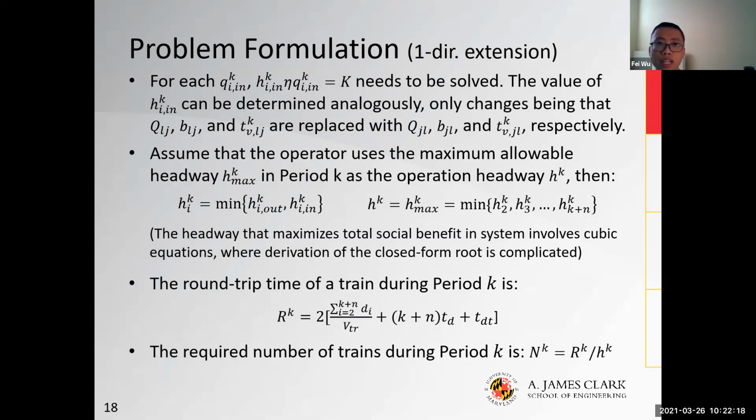So after solving each maximum allowable headway for the passenger flow through one direction and through each link, we can then collect these results and obtain the maximum allowable headway for the whole line in a specific phase k. We can then determine the required number of trains during phase k using the round trip time during this phase.